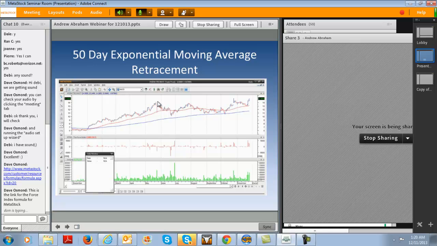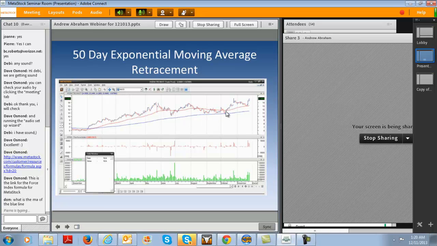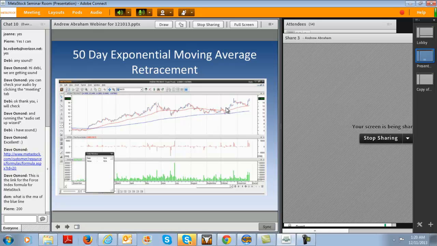But this is another example, and this is one of the strongest stocks. It's also in the IBD 50. It's WisdomTree. What you can see with WisdomTree is you had basically these cups, and it took out the 50-period moving average, almost went to the 200, and then basically started turning up. So you had the proverbial cup and handle. What is the moving average of the blue line? The blue line is the 200-day exponential moving average. The red line is the 50.